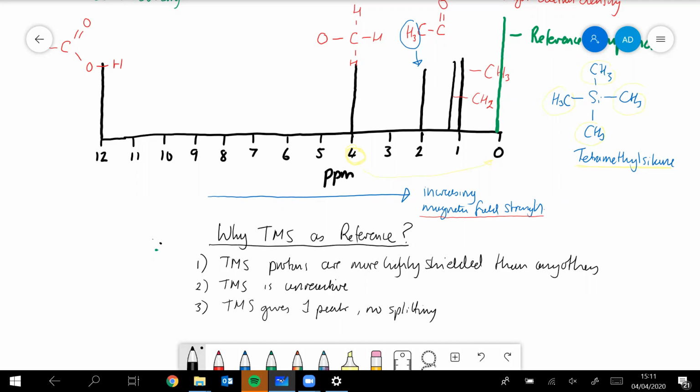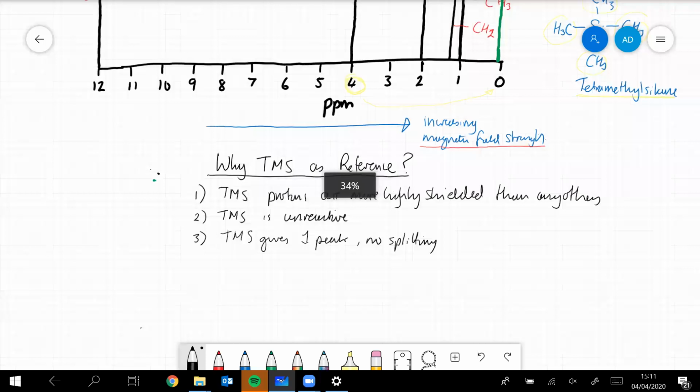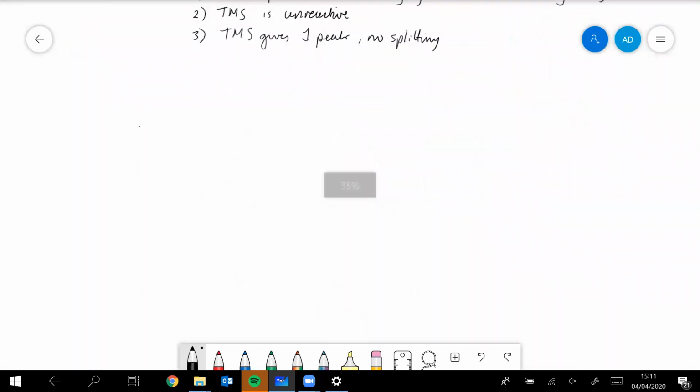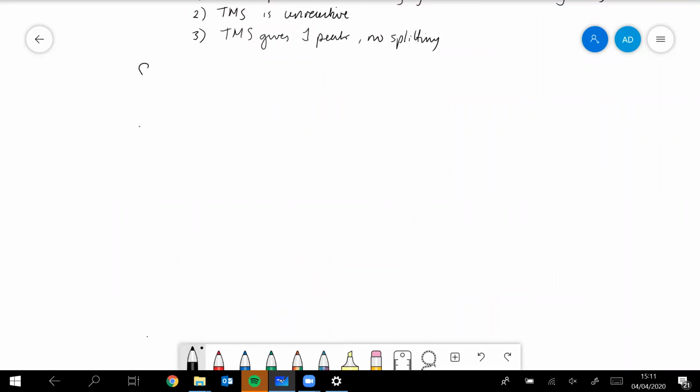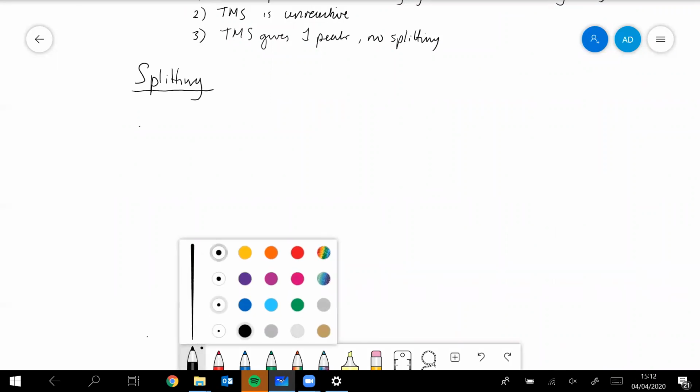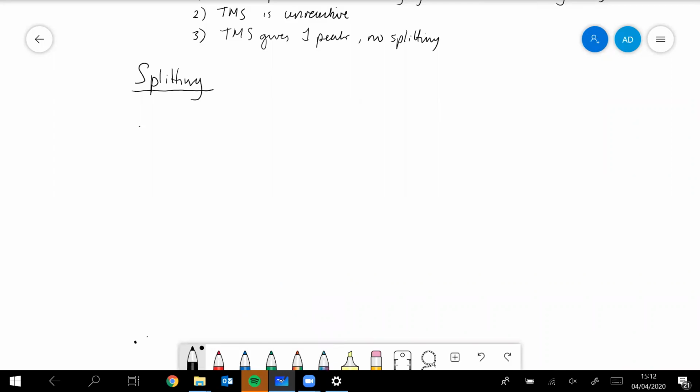Okay, before we finish this video, I just want to talk about splitting a little bit. I don't want to say what causes splitting, but I just want to talk about it. Now you've probably noticed when I'm drawing these spectra that they always look symmetrical. So that would be a singlet, looks like that. A doublet, they would be the same height.